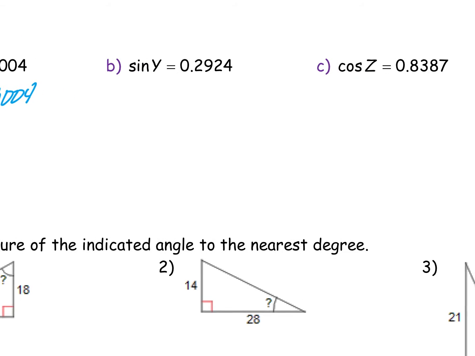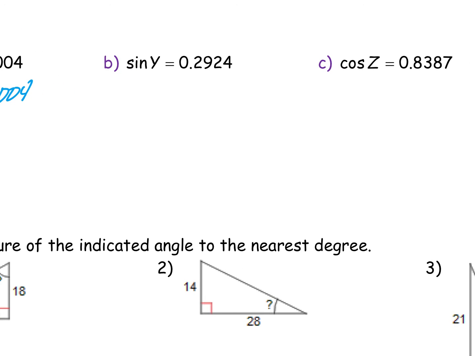And then for B, I want y by itself, so I'm going to do sine inverse. So y is going to be approximately equal to sine inverse of 0.2924. So it's approximately equal to 17 degrees.